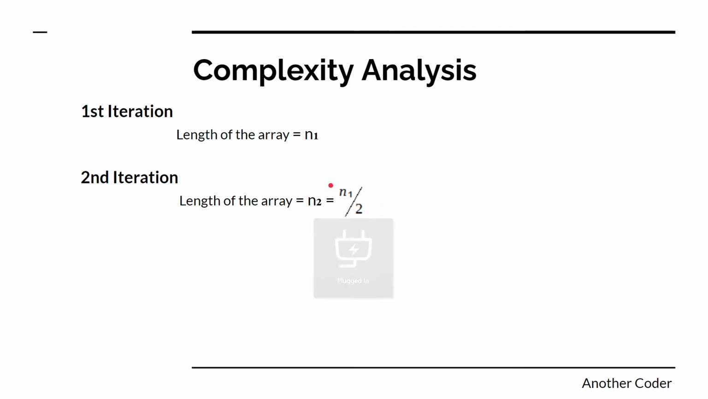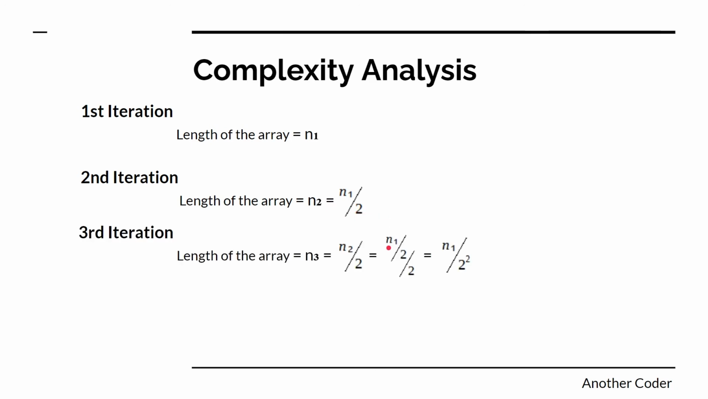There's one more important thing, that the number of elements at the second iteration or the number of elements after the first iteration, they're both the same thing. You don't need to confuse between these two terms, at the second iteration or after the first iteration. These two will be the same thing, which is equal to n2 or n1 by 2.